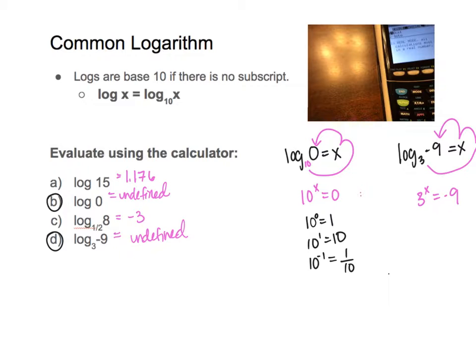Like, think about it. If I were to cover this negative for a sec, 3 to the x equals 9. Well, when 3 is squared, I get positive 9. But how do I get the negative, right? Well, in this case, I don't. It doesn't exist. So it looks like for the negatives, it doesn't work out.